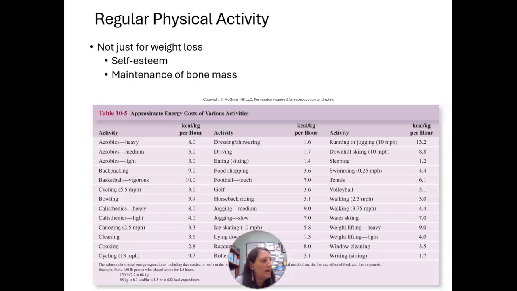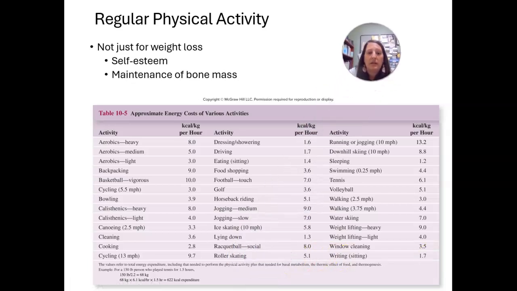Okay. Again, physical activity, I can't stress that enough. We're going to spend a lot of time on that in the next chapter. But regular physical activity, not just for weight loss, but it's been shown all around to improve health, self-esteem, bone mass. And here's just approximate energy costs of various activities. This is in kilocalories per kilogram. And so again, you have to convert kilograms back to pounds if you want to think about it.